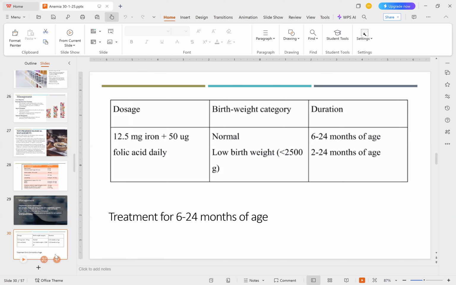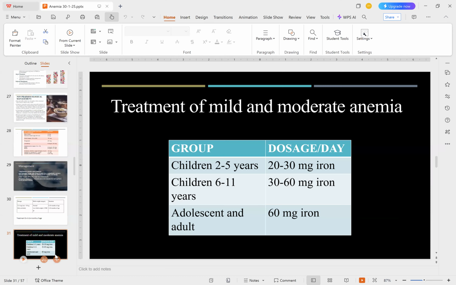Dosage: for treatment at 6 to 24 months of age, the dosage is 12.5 milligram iron plus 50 microgram folic acid daily, for normal and low birth weight infants. Duration: in normal infants, 6 to 24 months of age, and in low birth weight, 2 to 24 months of age. Treatment of mild and moderate anemia. Children 2 to 5 years, 20 to 30 milligram iron per day. Children 6 to 11 years, 30 to 60 milligram iron per day. Adolescents and adults, 60 milligram of iron per day.